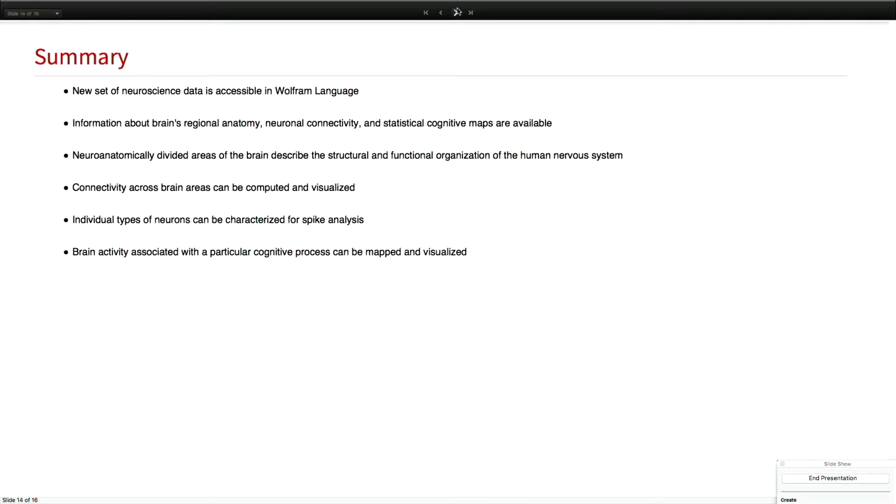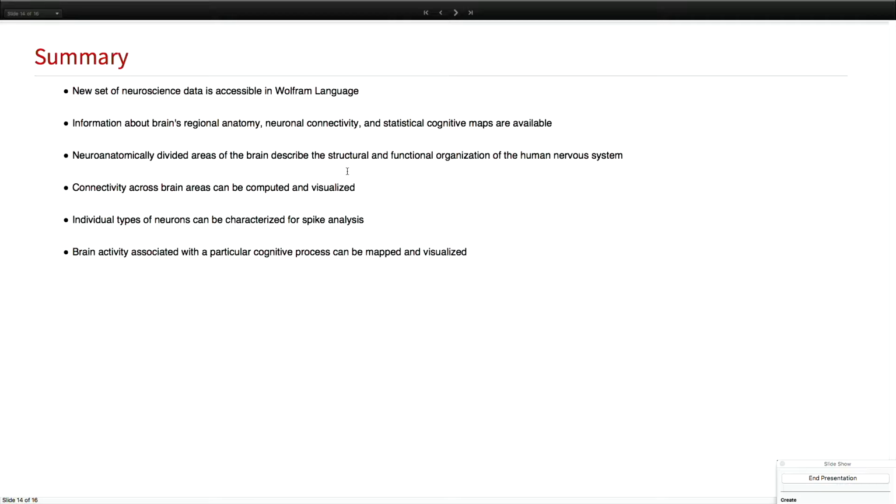So now I'd like to take a moment to summarize my talk. The newly introduced set of data available in the Wolfram Language provides us information about brain anatomy, neuron characteristics, and statistical cognitive maps. Neuroanatomical divided areas describe the structure and function of the nervous system, and the connectivities across those brain areas can be characterized and visualized. And of course, additional graph functionality in Mathematica helps us analyze the network.